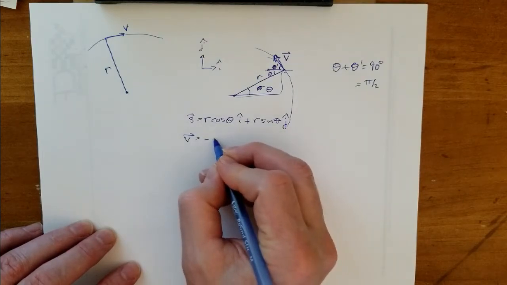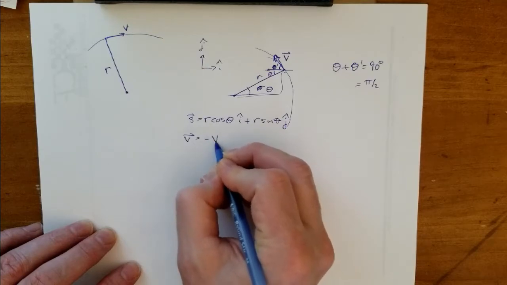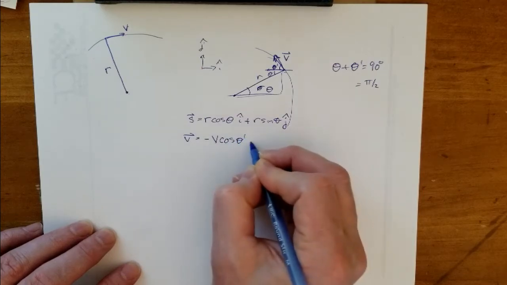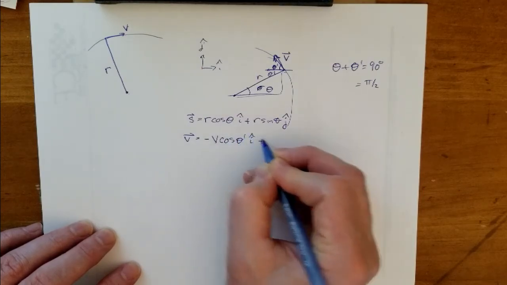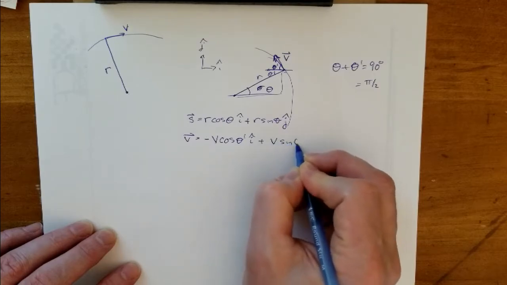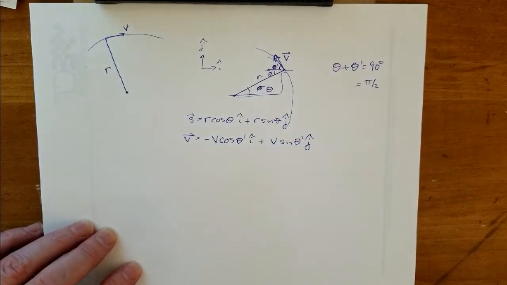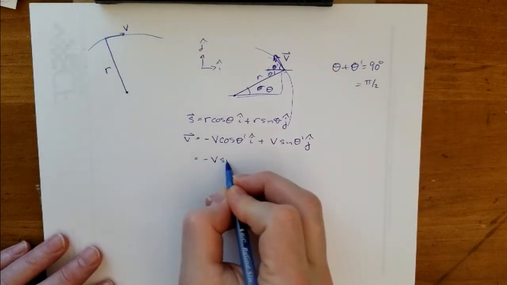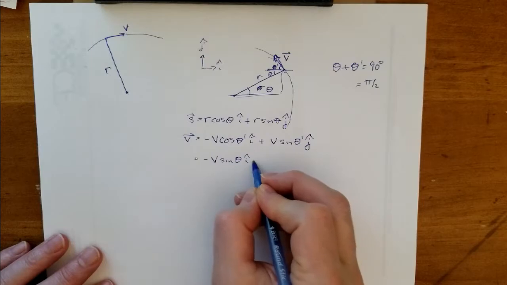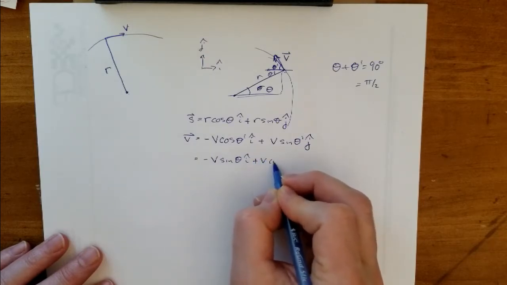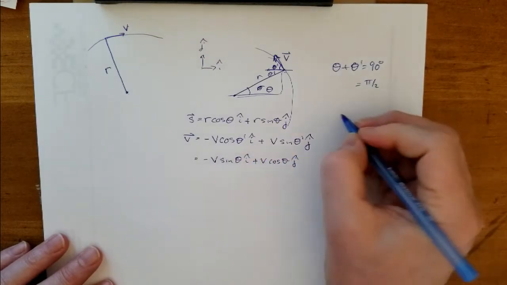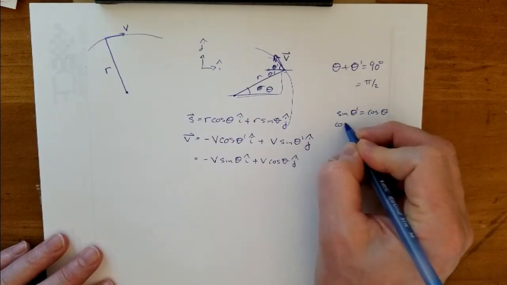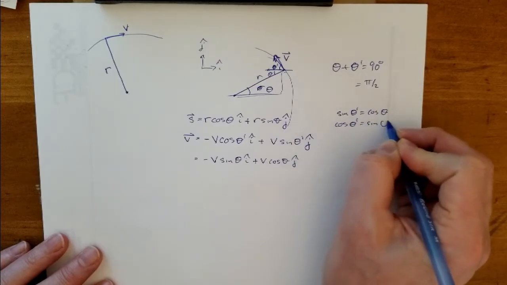And so negative v cosine theta prime i hat plus v sine theta prime j hat. And remember that with complements, the sine and cosine can flip. And so this becomes negative v sine theta i hat plus v cosine theta j hat. Again, what I was saying there is that sine theta prime is equal to cosine of theta, and cosine theta prime is equal to sine of theta.